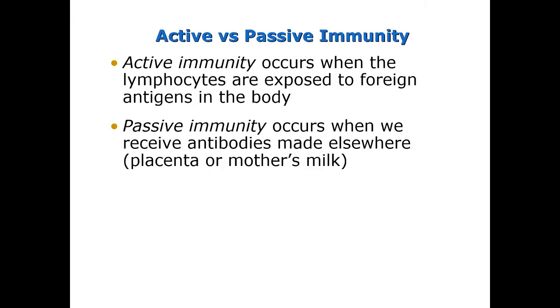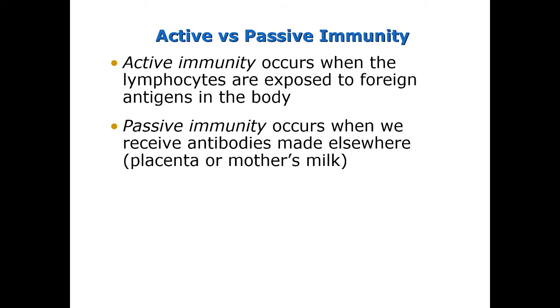You do need to know the difference between active immunity and passive immunity. In active immunity, our lymphocytes are exposed to the antigen and we make our own antibodies. For example, if you get a flu shot and it stimulates you to produce antibodies to influenza, that would be active because you are making the antibody.